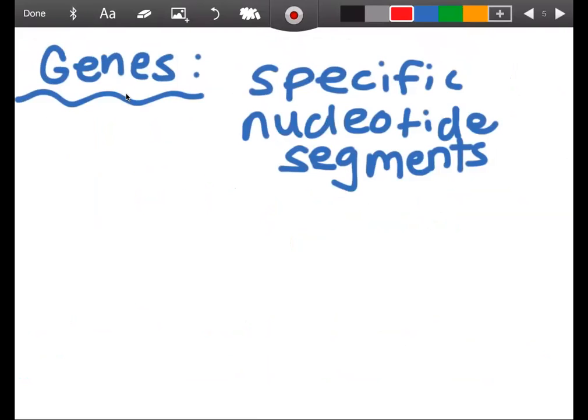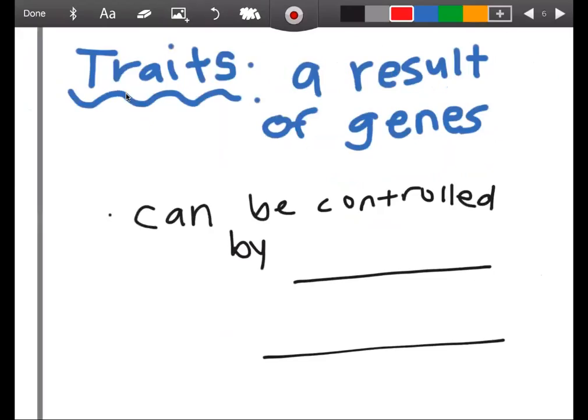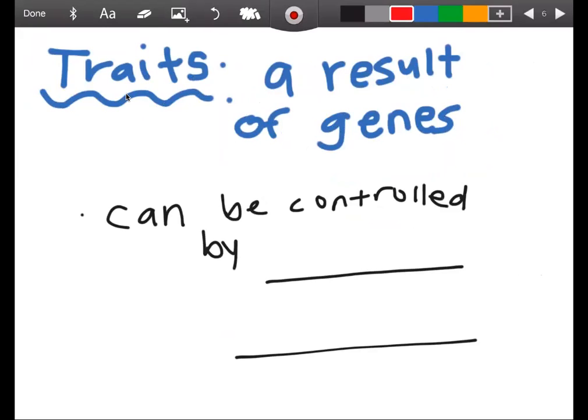Genes are essentially these nucleotide segments, and they're going to contribute to your traits. They're going to be expressed in an organism, and they can affect how that organism looks or how that organism functions. Now going more specifically into traits. Traits are, like I mentioned before, a result of genes. So the genes can affect the traits that are expressed. And on top of being affected by genes, traits can also be controlled by environmental effects as well.